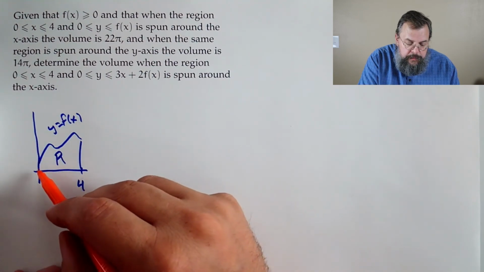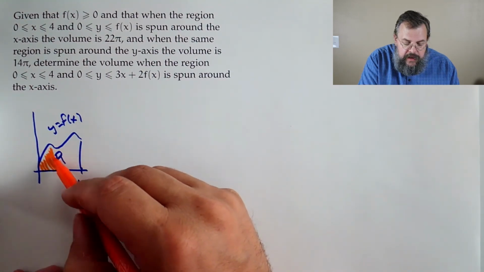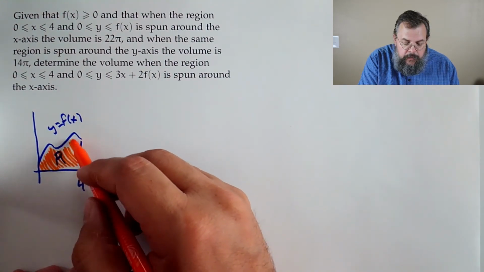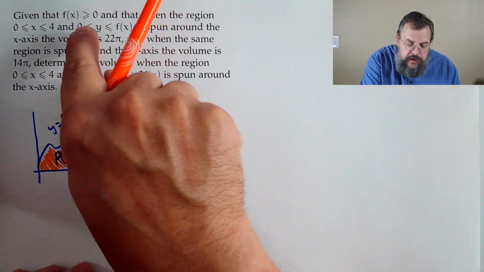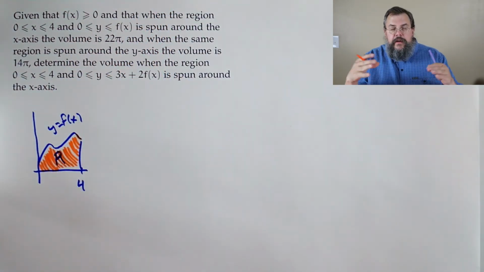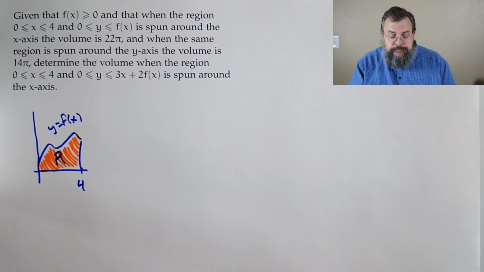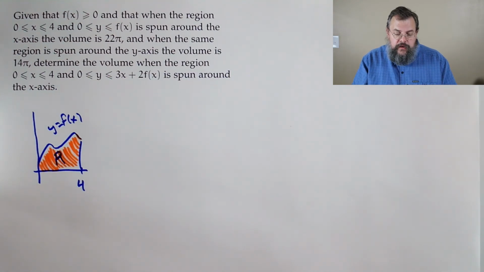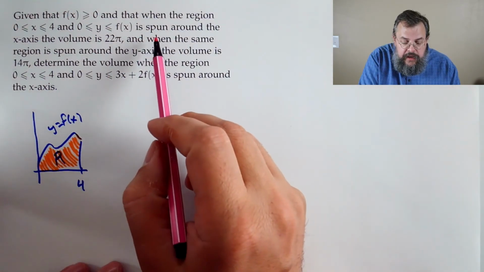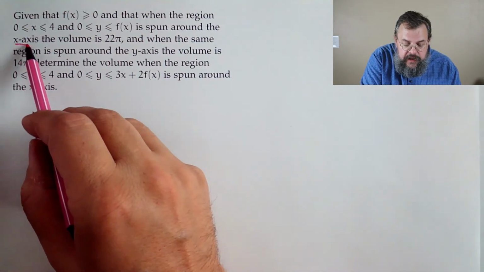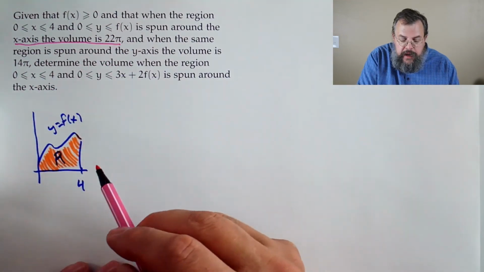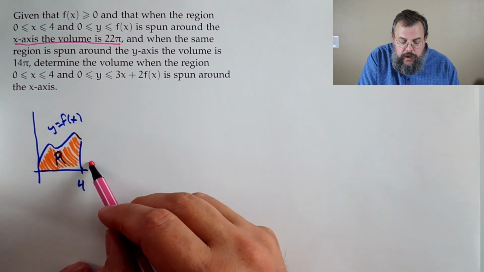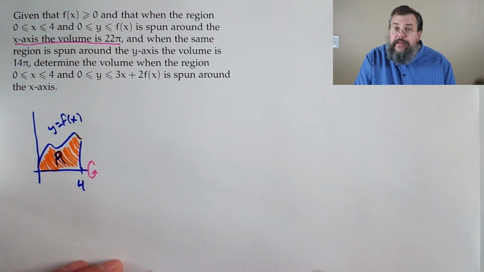And our picture is at least somewhat accurate in the following sense, namely, we know f of x is greater than or equal to 0. So it's a reasonable picture. So let's start by figuring out what these statements mean. When we take this and we spin around the x-axis, the volume is 22 pi. So let's spin around the x-axis.